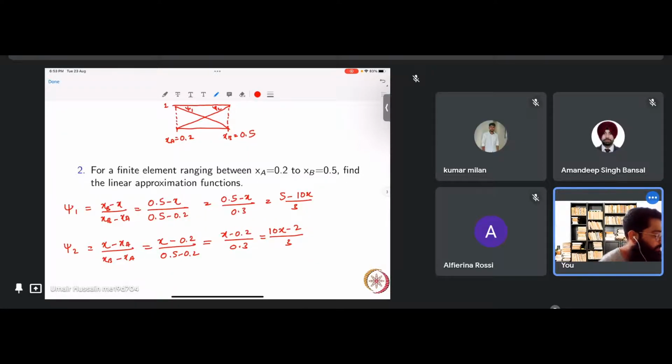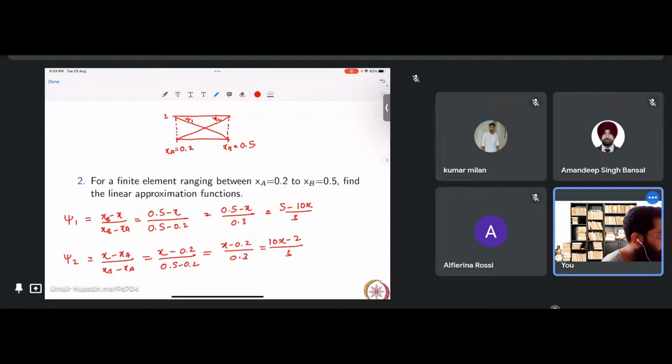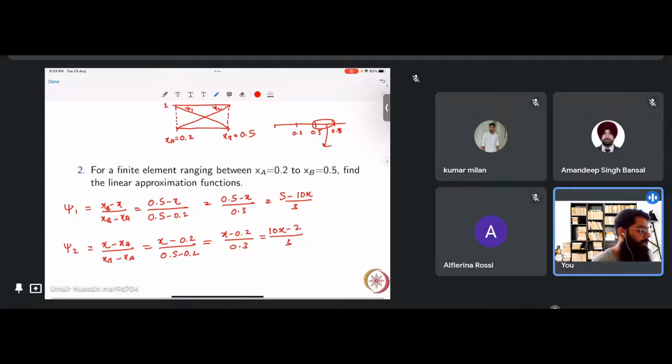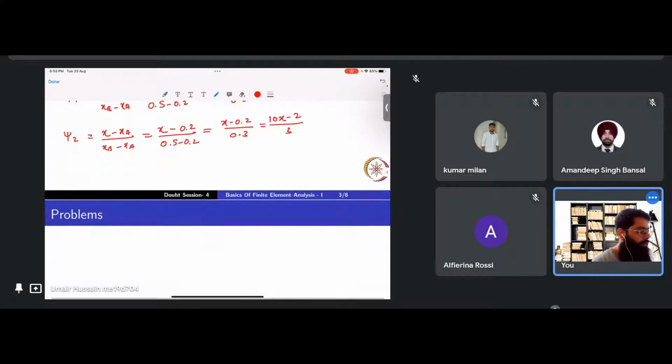One thing you'll see is that different elements give different shape functions. Say this was 0.2 to 0.5. If I take, say, 0.8 here for the next element, we'll get some different shape function, because they are directly dependent on x a and x b, as they are in the global system. If we had worked in the local system, all shape functions would look similar for each element. Okay.